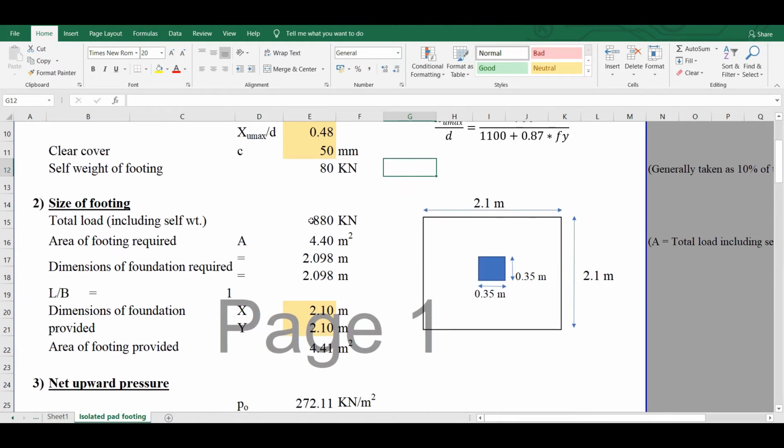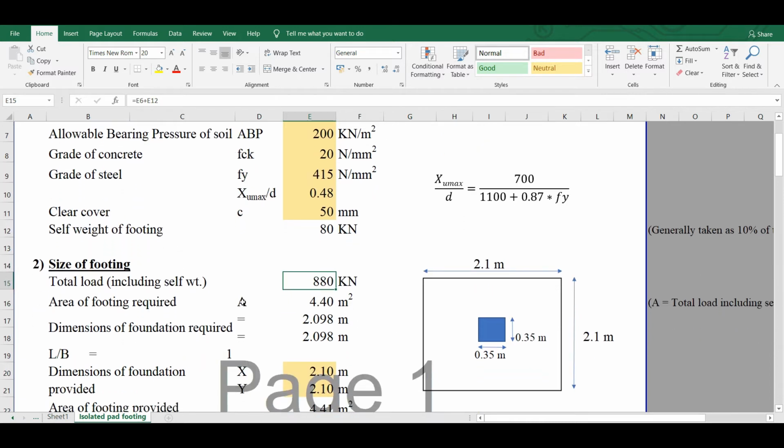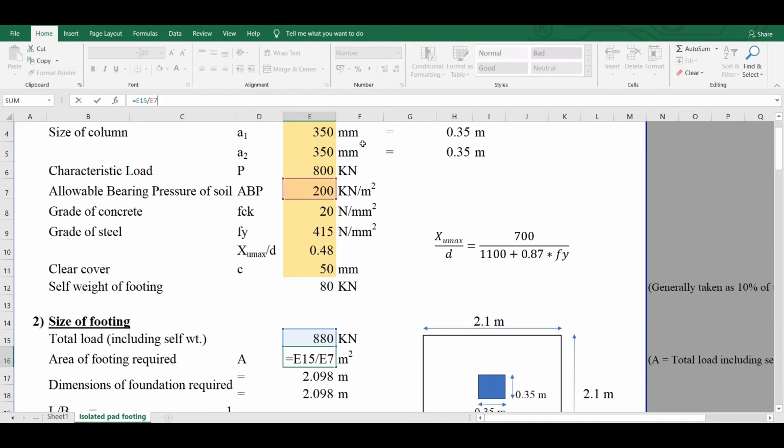Now the next step is to proportion the footing. So the total load on the footing is nothing but the load on the column, that is 800, plus the self weight of the footing, that is 80 kN. So the total load is 880 kN. Now the area of the footing required is equal to the total load on the footing divided by the allowable bearing pressure. So total load is 880, divided by the allowable bearing pressure, which is 200 kN per meter square. So I will get the area of the footing required as 4.40 meter square.